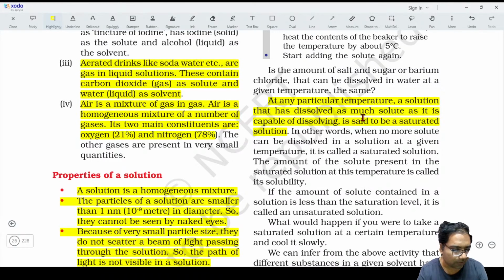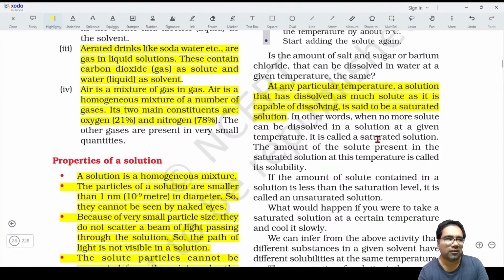If you put more salt, what will happen? The salt will be lying down. It will not be dissolved. So how much amount you put is the question here. What is saturated? Saturated means it cannot take any more. Now, this is always at a particular temperature. If you change the temperature, probably it can take more.